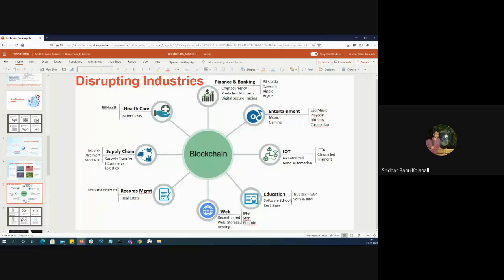Let's go to the next one, which is completely different from the other areas. Like other areas, I talked more about the respective verticals. It can be finance, entertainment, healthcare, supply chain, or real estate. Now we're talking about the web itself. So when I say web, for example, we are using Google Meet, right? It is powered by Google, or you are using Zoom, or Teams, or whatever it is, right? It is completely centralized.